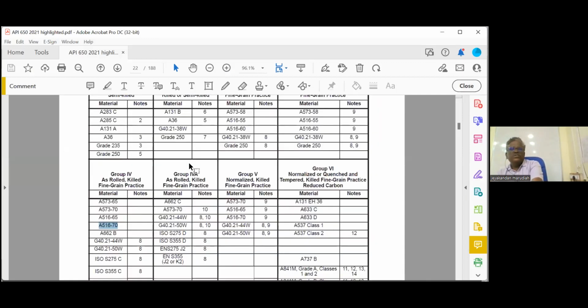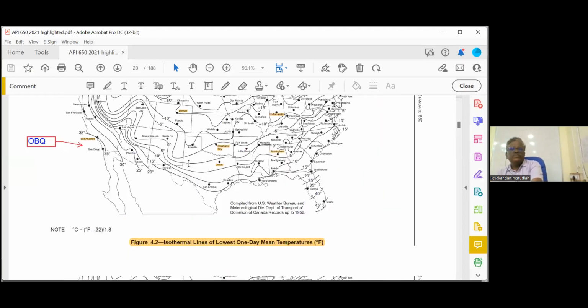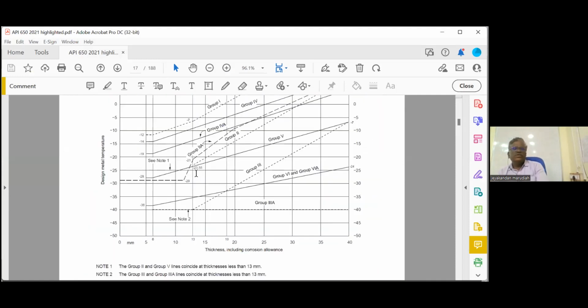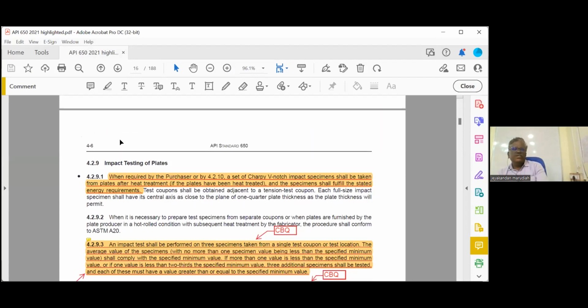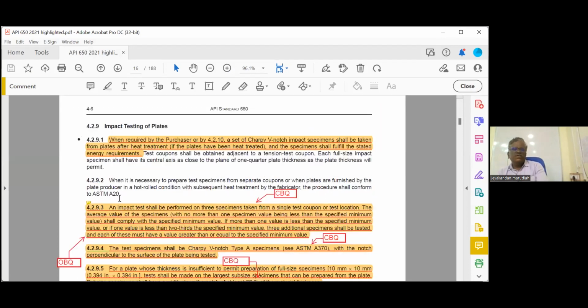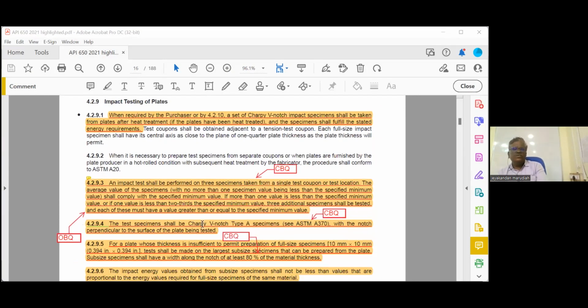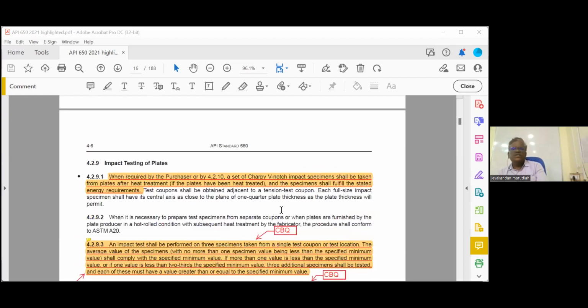The impact values. Page number 4-6, 4293. From this condition only, you have to answer this one. An impact is when more than one specimen is less than the specified minimum value. If more than one value is less than the specified minimum and one value is less than 2/3, 3 additional specimens shall be tested. Page number 4-6.